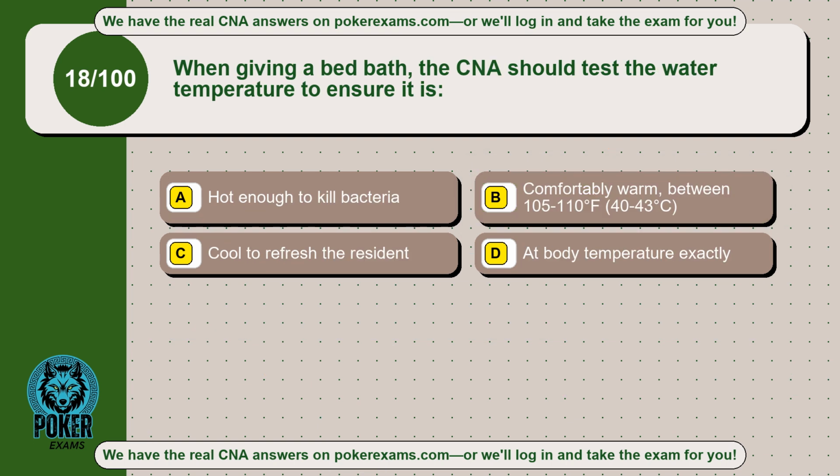Question 18. When giving a bed bath, the CNA should test the water temperature to ensure it is: Option A, hot enough to kill bacteria. Option B, comfortably warm, between 105 to 110 degrees Fahrenheit, 40 to 43 degrees Celsius. Option C, cool to refresh the resident. Option D, at body temperature exactly.